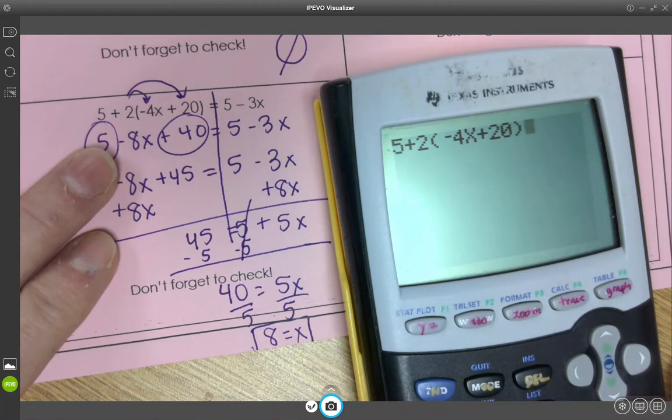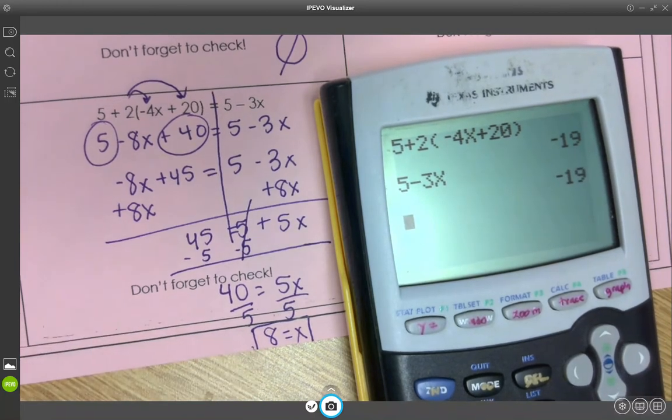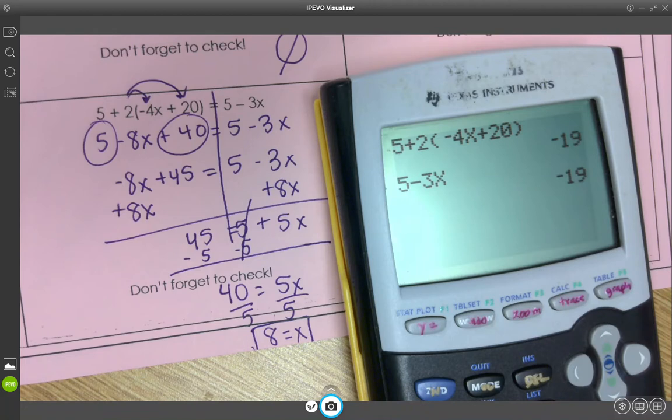You needed to store it first. So you put 8 store x. Remember, the store is right above the on button. If you'd rather sub it in than use the store, that's fine too. You didn't use store first. You do, I'm sorry, 8. You store and then put that.